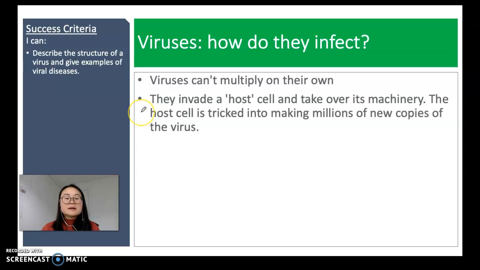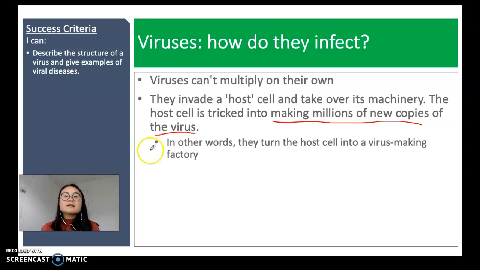So let me give you an example. Let's say someone coughed on me and they transferred the influenza virus into me, and it went into my throat cells. Now, the virus is inside my throat cell, and it takes over my throat cell and tricks it into making millions of new examples of the influenza virus, the flu virus. In other words, I love this phrase, it's a bit scary, but they turn the host cell, like my throat cell, into a virus-making factory. I love that description.